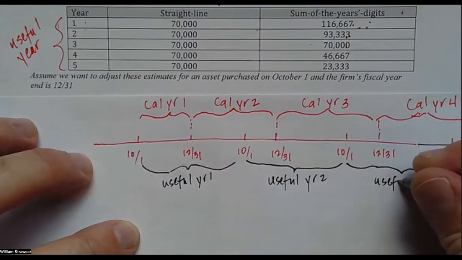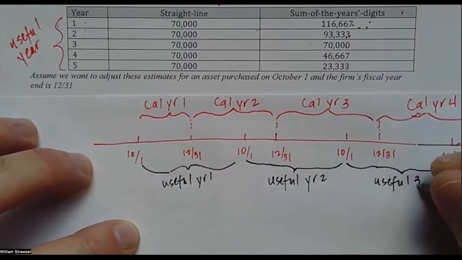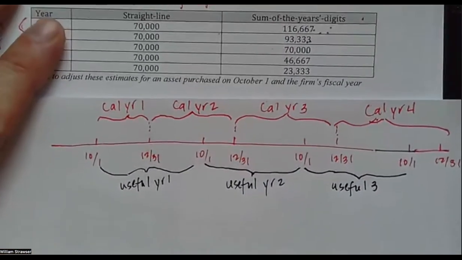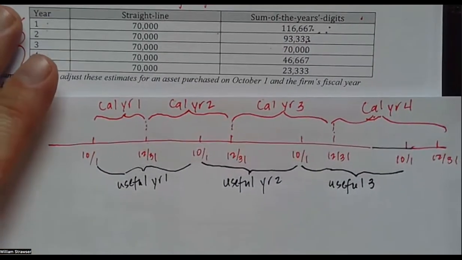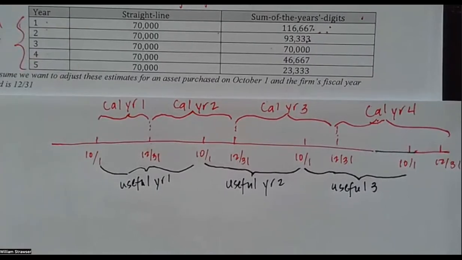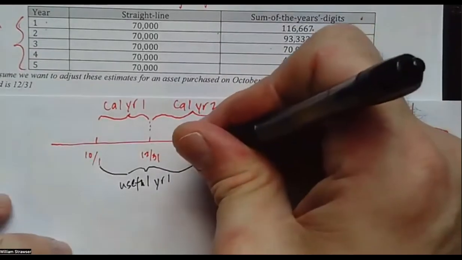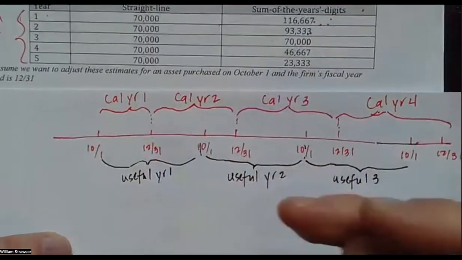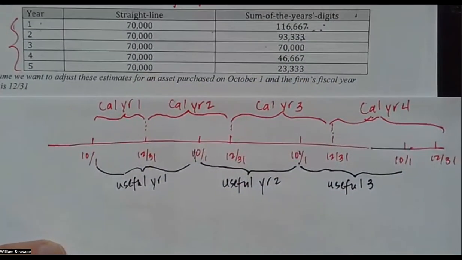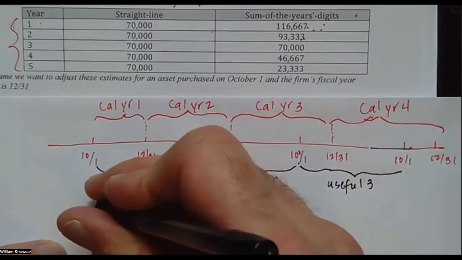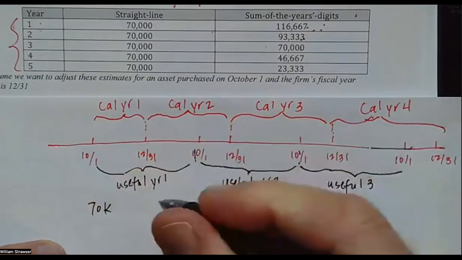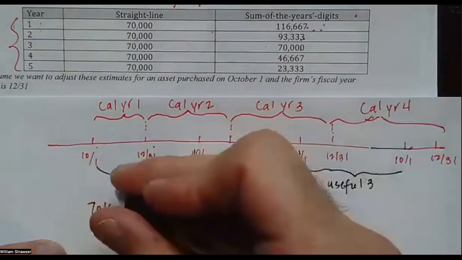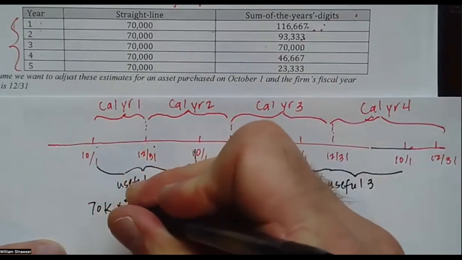So I'll do 3 useful years to show you how this works. For straight line, it doesn't tend to be much of a problem. The reason it doesn't tend to be a problem is, for calendar year 1, how much depreciation expense am I going to want to record? So I would take 70,000. And because there's 3 months, October, November, December, I would multiply it by 3/12.